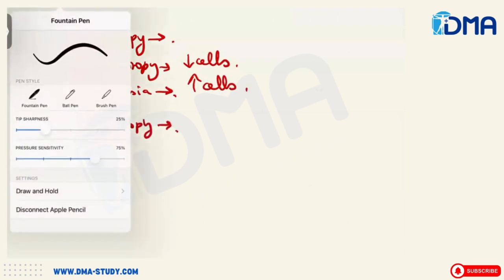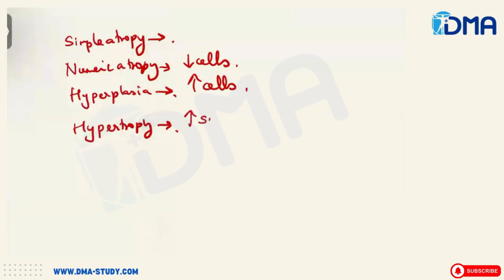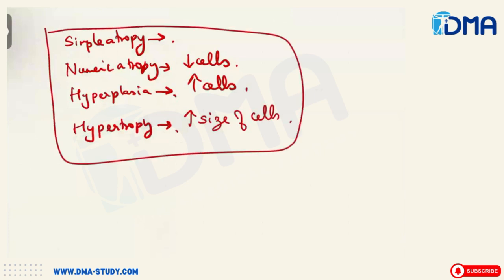What is a simple atrophy? Simple atrophy is a reduction in only the structural components of the cell. There is a numeric atrophy, a reduction in the number of cells. What is hyperplasia? Hyperplasia is the increase in the number of cells. What is hypertrophy? Hypertrophy is increase in the size of the cell. Okay, these are the cellular adaptations we may know of.